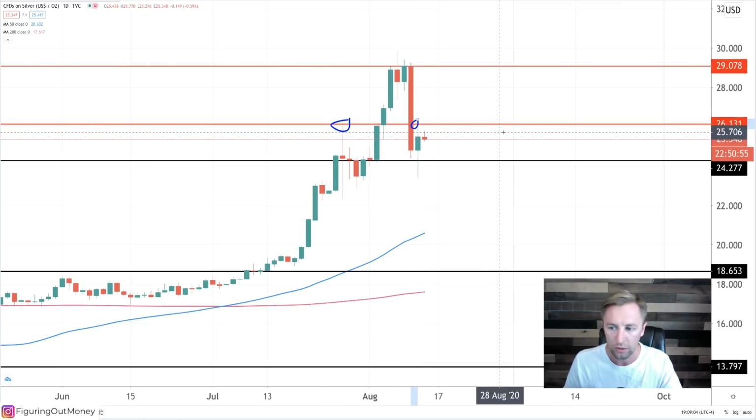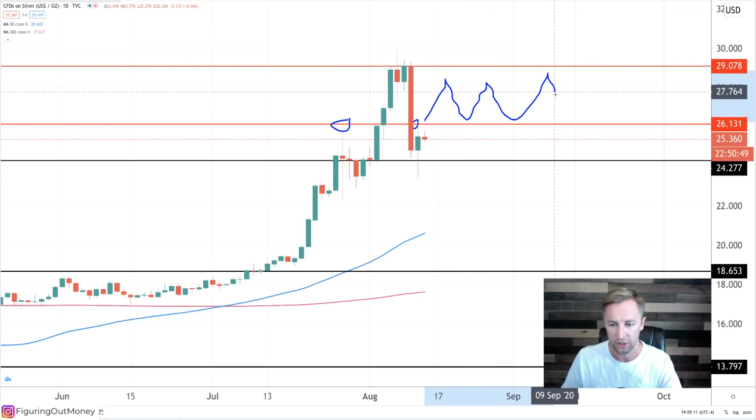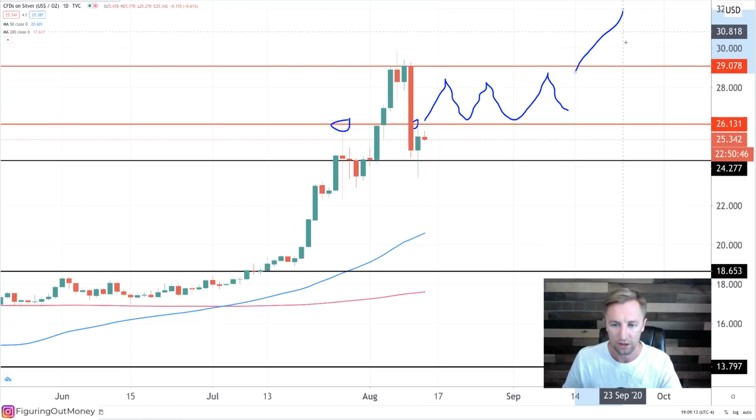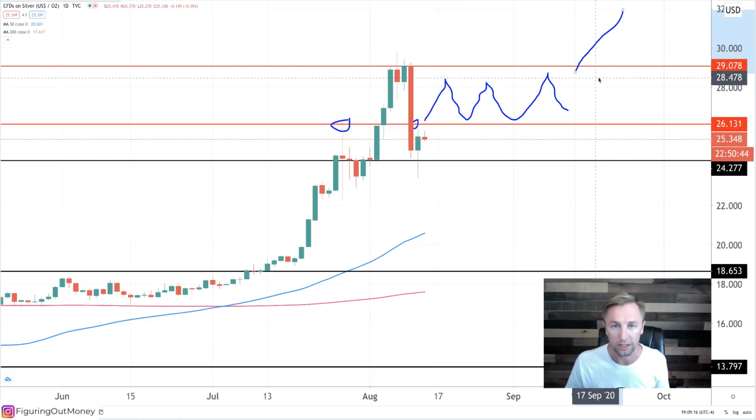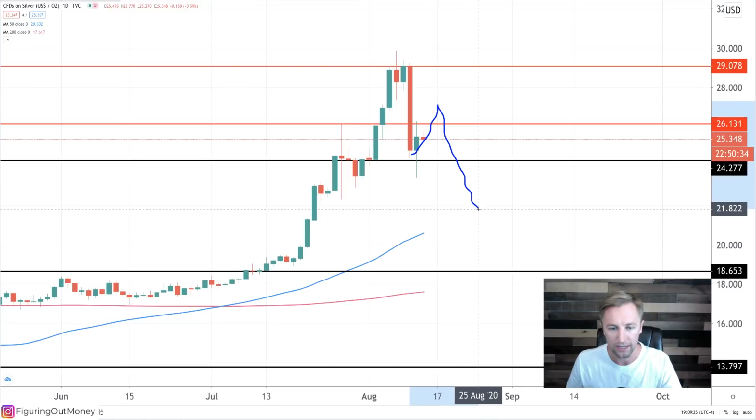So a close above this 26.13 would turn this level into support, and it would be nice if we got consolidation within this range for quite some time and then saw the breakout to the upside. That would look extremely bullish for the price of silver. After a volatile move like this, we might see some very interesting price action take place.